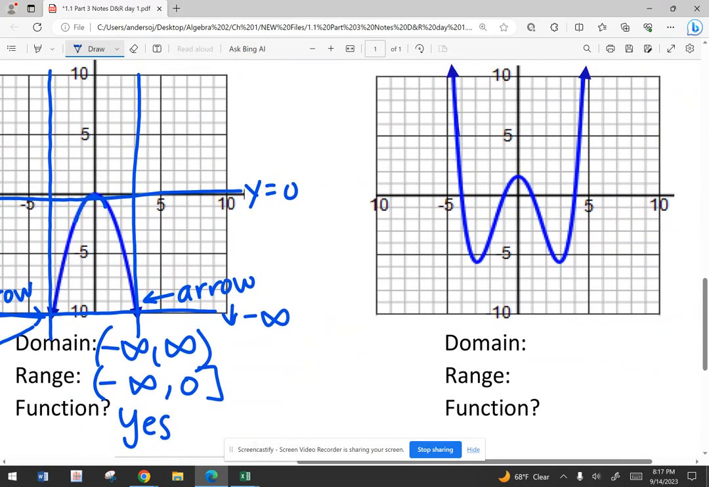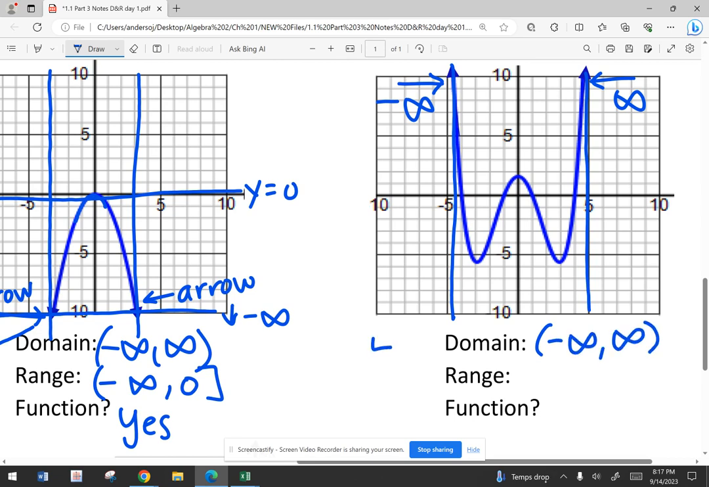So let's look at this one. Why don't you take a second and pause and see if you can write the domain and the range of this particular graph. All right, hopefully for this graph, on the left, you have an arrow. On the right, you have an arrow. That arrow signals that this is going to negative infinity and positive infinity.